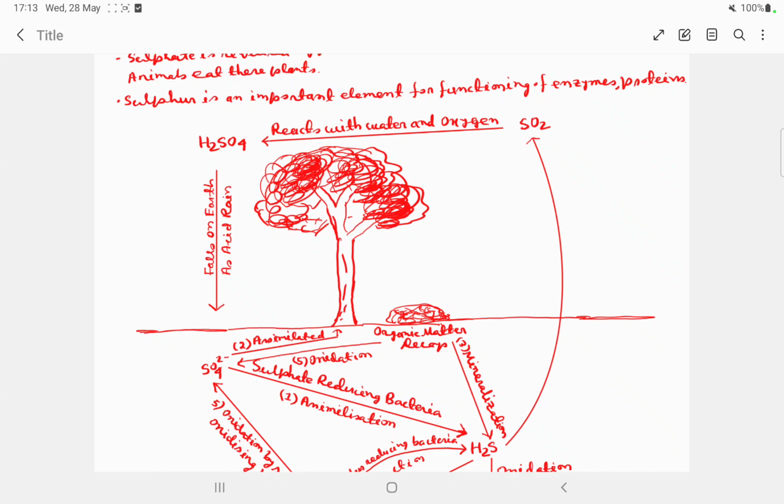Now sulfur dioxide reacts with water and oxygen and it falls as acid rain, such as H2SO4 in the ground. Now this sulfate, that is SO4 2-, is reduced to hydrogen sulfide by sulfate reducing bacteria. This process is known as assimilation.